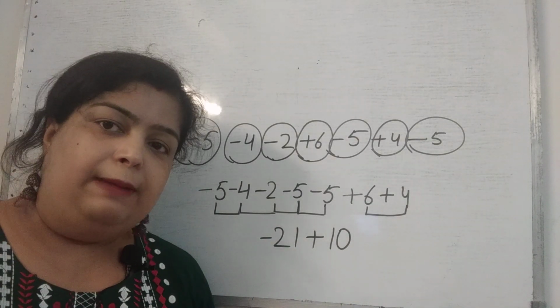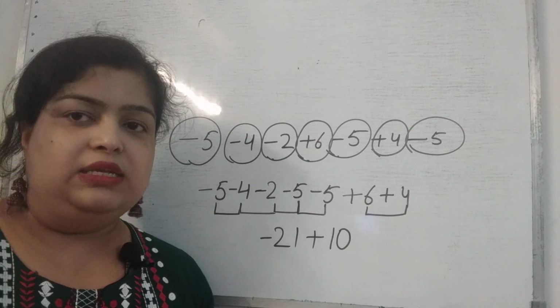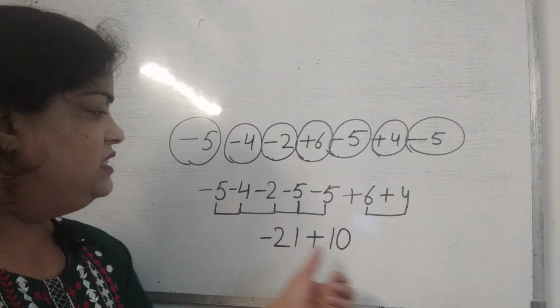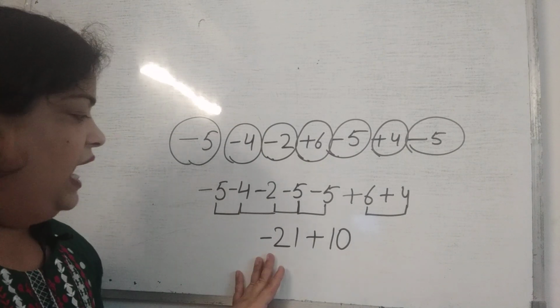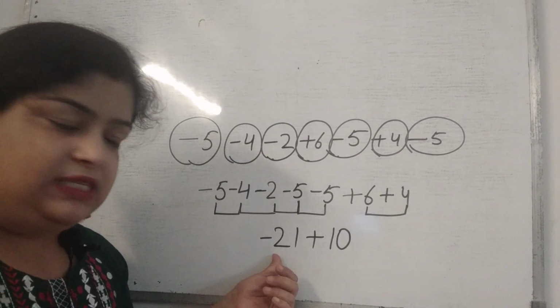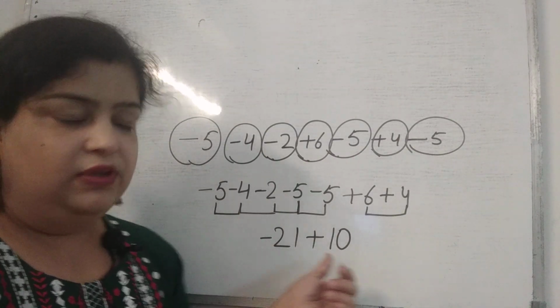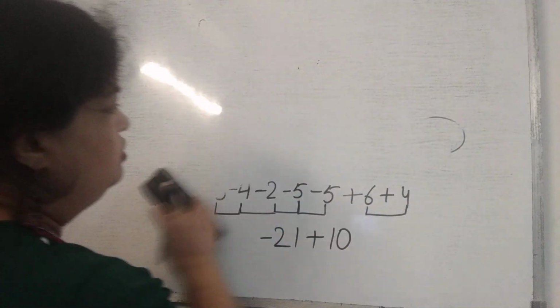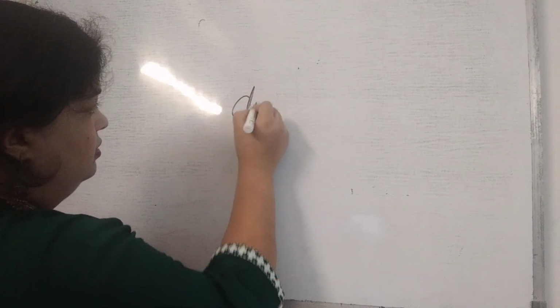My next concept is based on the different sign that you can see in this example, that one integer is negative, the other one is positive. Okay? Now I am taking different signs.